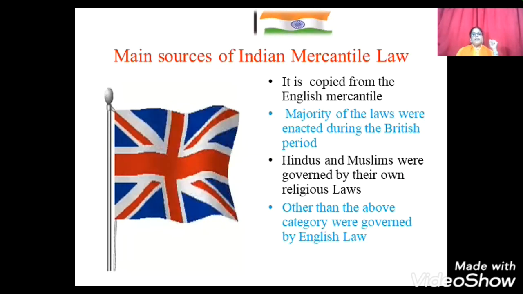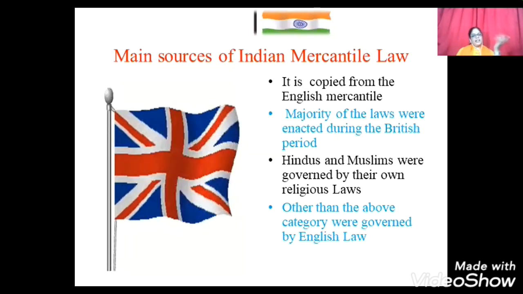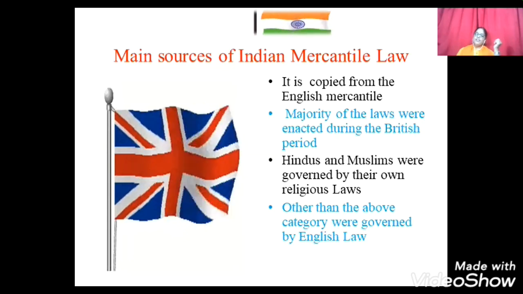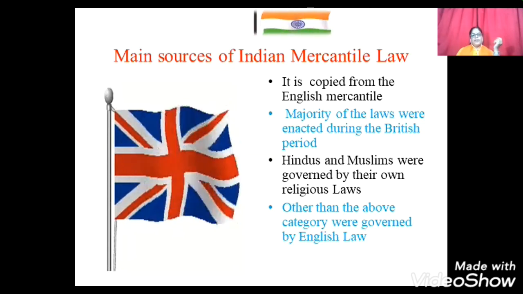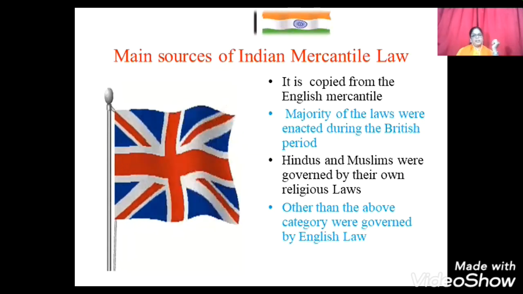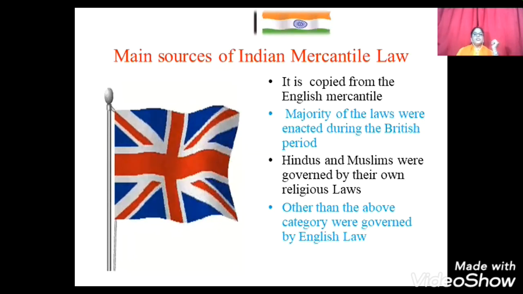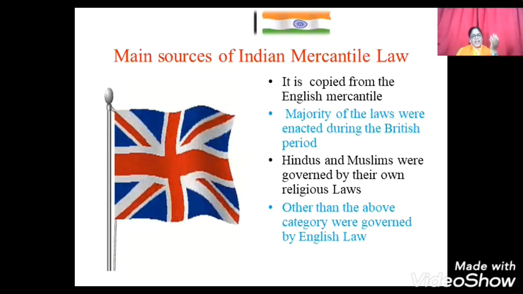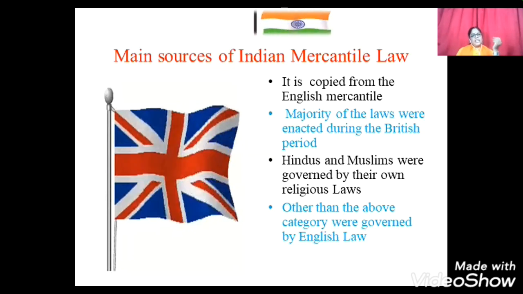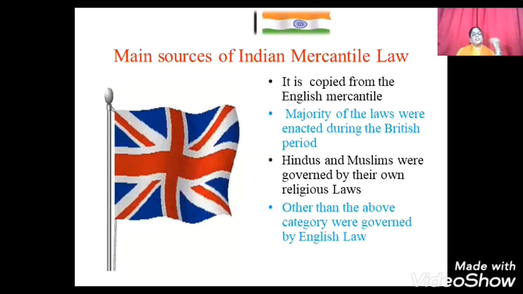It is copied from the English mercantile law. As I said, they have ruled us for a long period of time. So, the Indian mercantile law has been copied from the English mercantile law. The majority of the laws were enacted during the British period. Whatever acts you have seen, those acts were enacted during the British period.